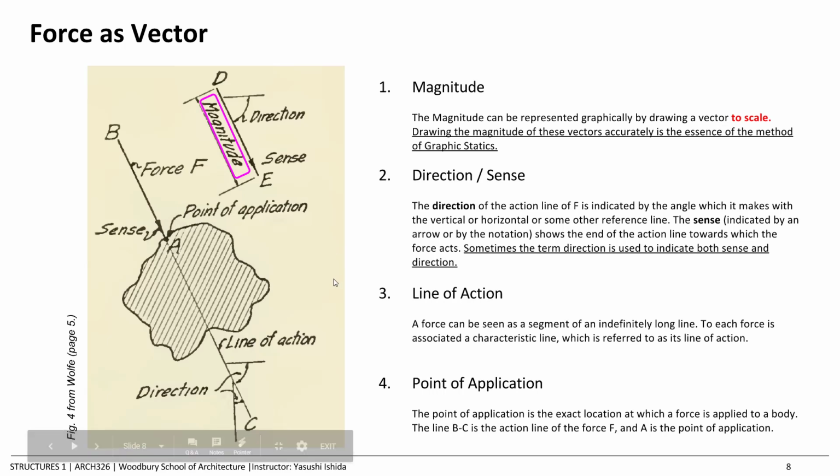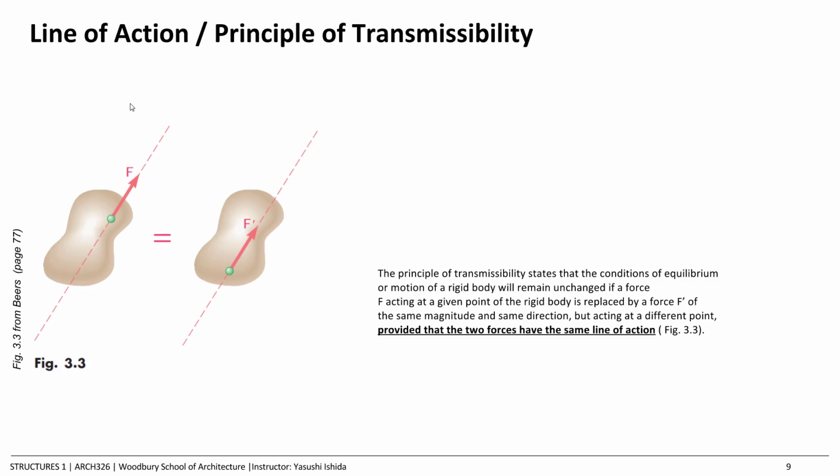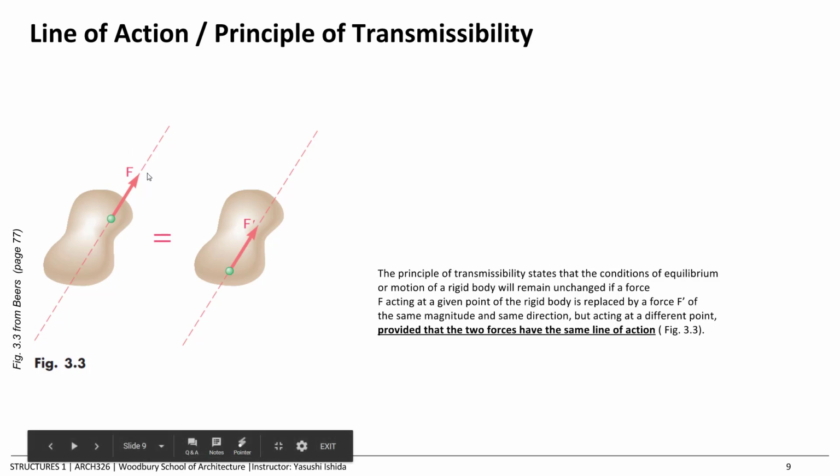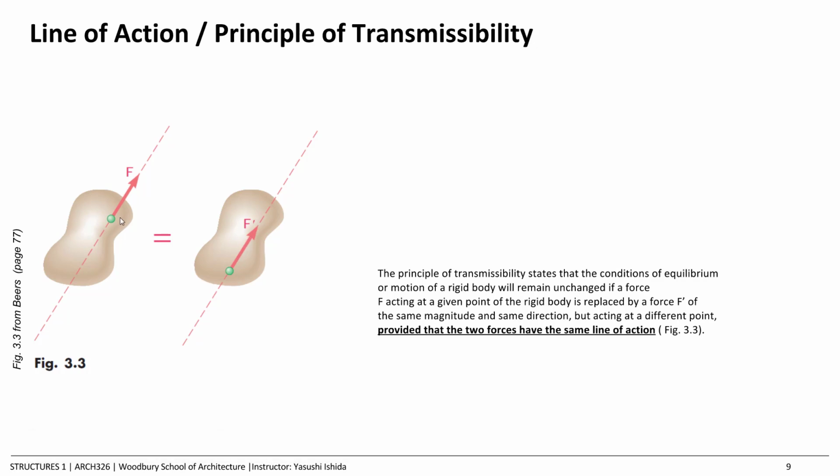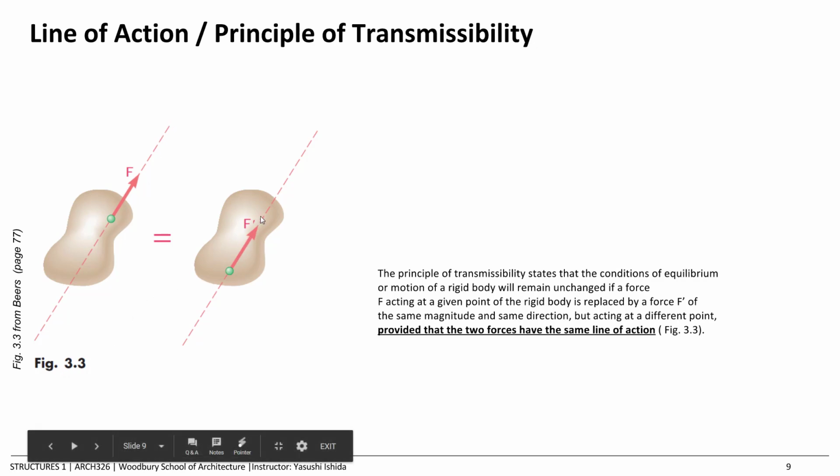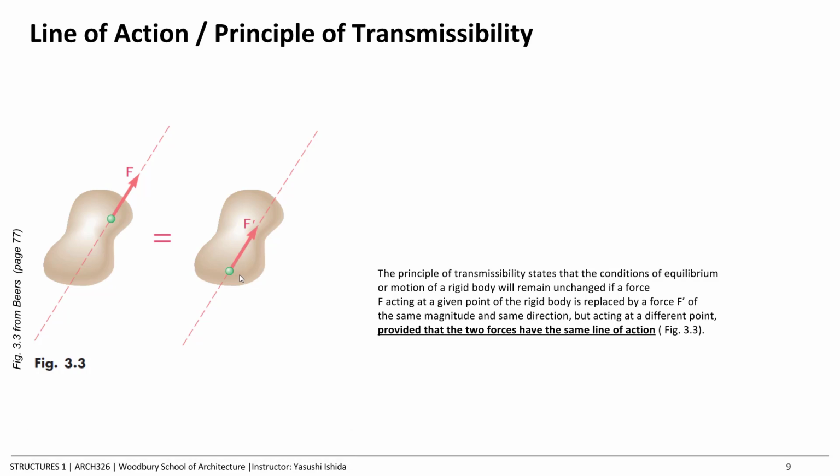So those are the 4 different properties of a vector as a force. Just to supplement the explanation of line of action: as long as the force is on the same line of action, with the same direction and same magnitude, you can move the point of application along this line, and it's basically going to be the same thing. That's called the principle of transmissibility or something.